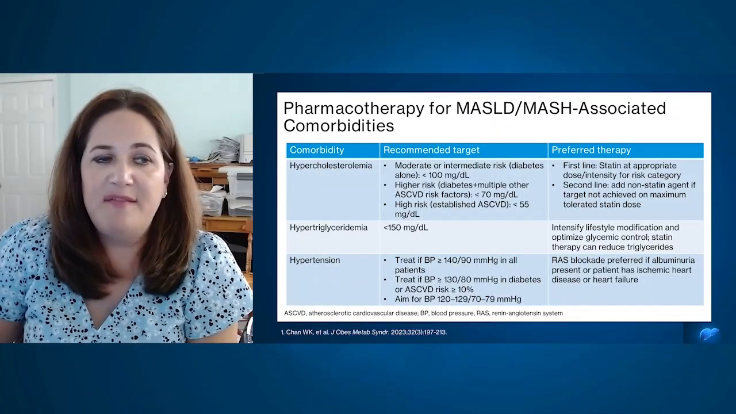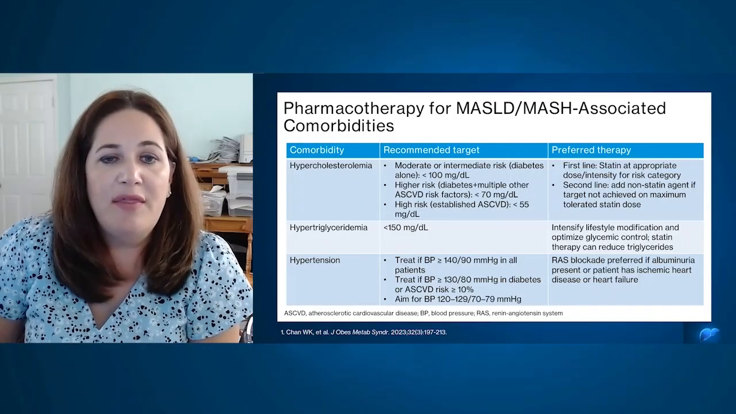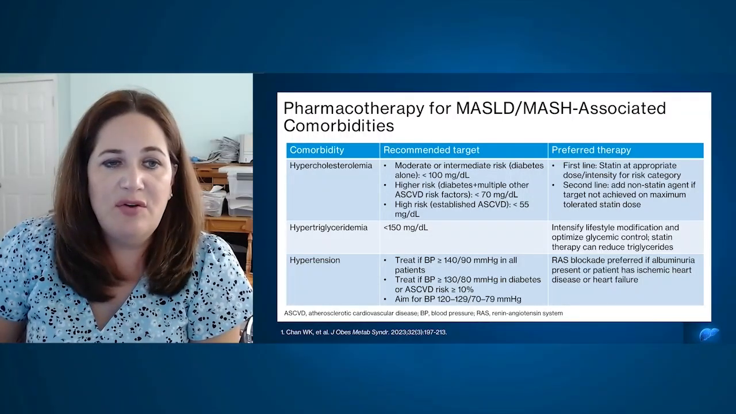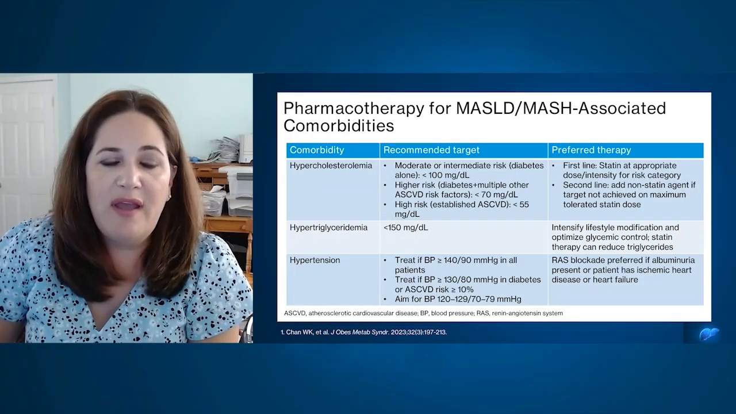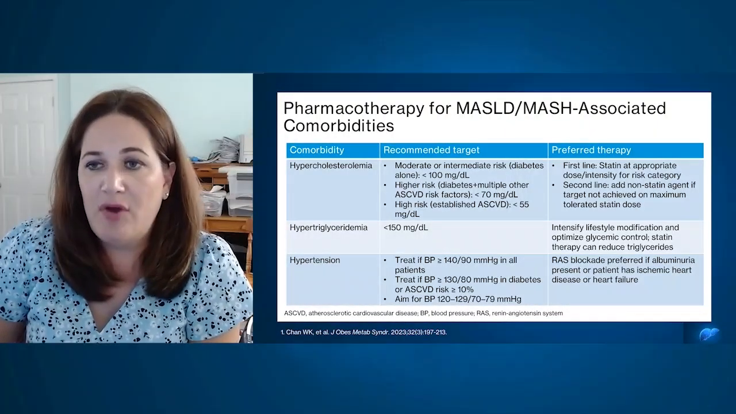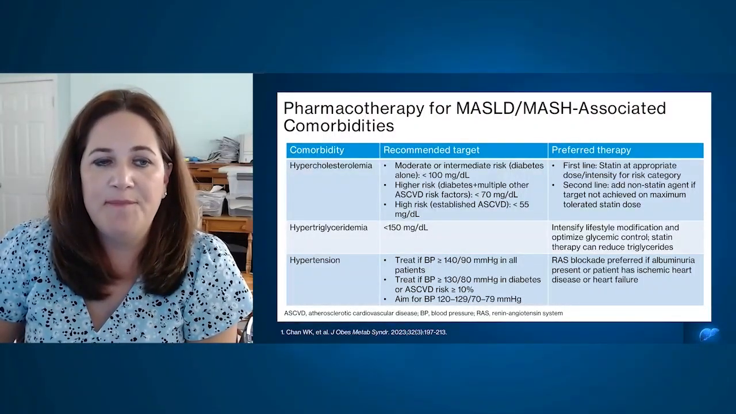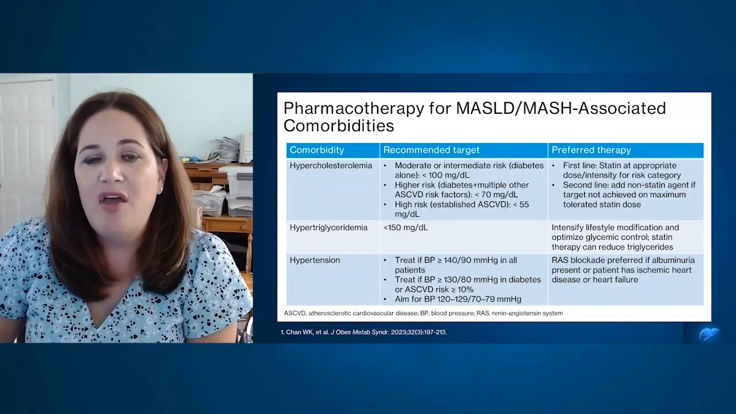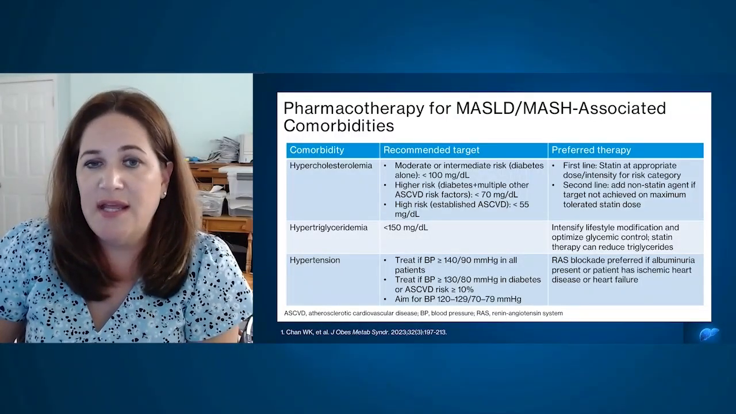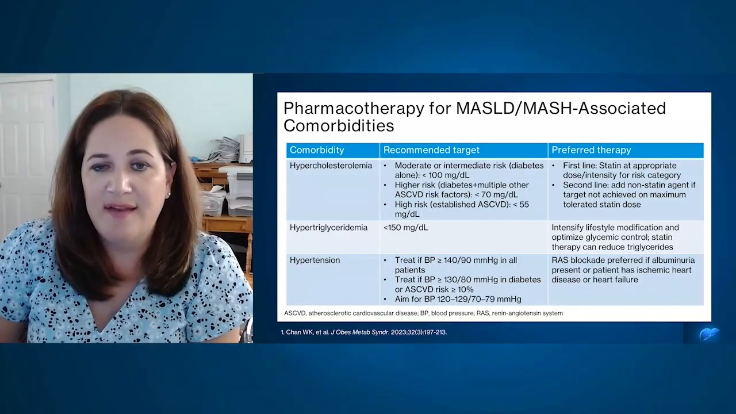We'll take this piece by piece. So first, looking at hypercholesterolemia, the recommended target for intermediate risk is LDL less than 100. Higher risk patients, who have diabetes or other cardiovascular risk factors, we want those patients to be less than 70. And then the highest risk, we want those patients to be less than 55. So the first line agent is to give them a statin at the appropriate dose and intensity.